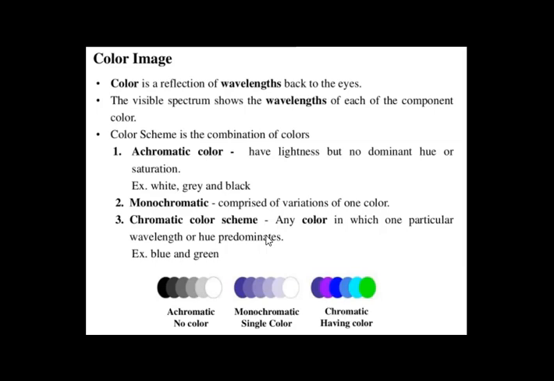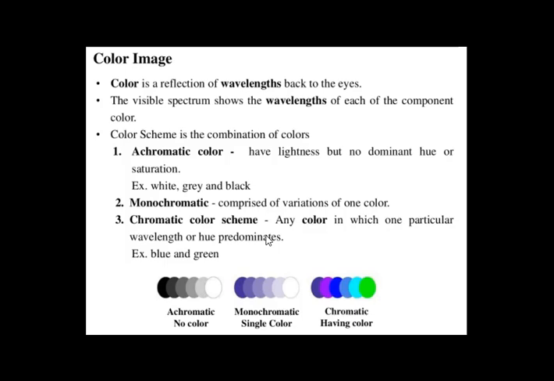Then color image and its conversion. Basically there are three color schemes: achromatic, monochromatic and chromatic. We will have a basic idea of it and continue in the next session. Color is a reflection of wavelengths, like the colors of the rainbow. Every color has a different wavelength.